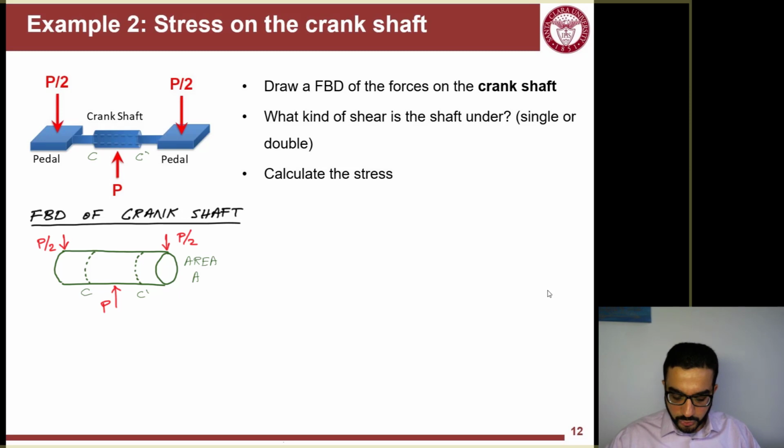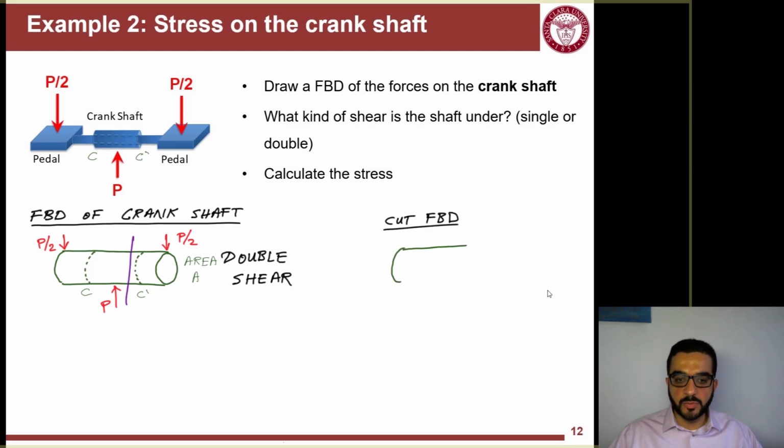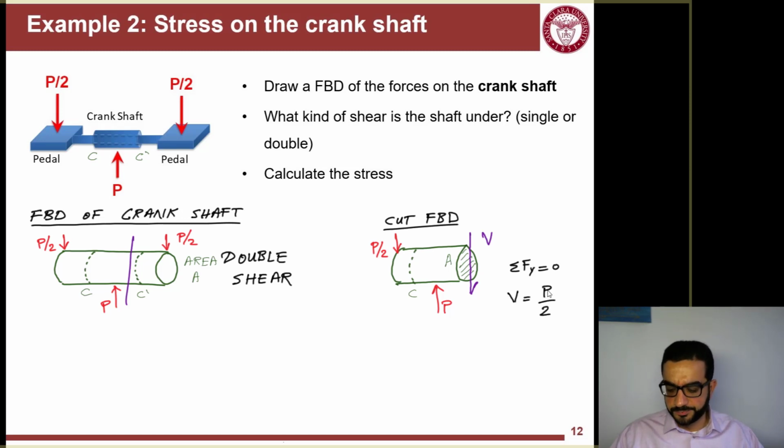Next would be here to recognize that this is a double shear. You can see here P is split between two sides of that member, so there are two shearing actions happening. If I pick one of these shearing actions and do a cut and draw the free body diagram for it, you'll see here from equilibrium V would equal P over 2. If I calculate tau average for this shear force, it would be P over 2A.